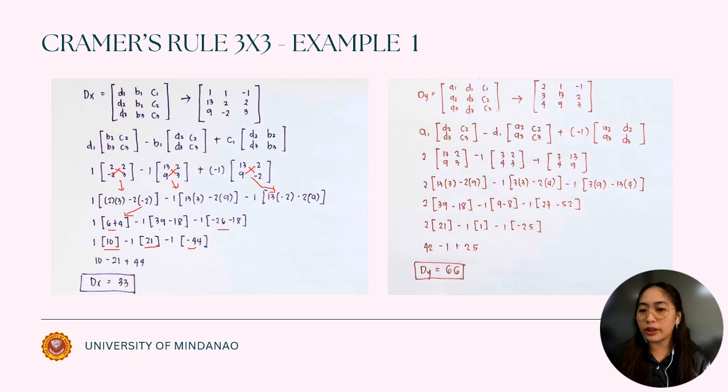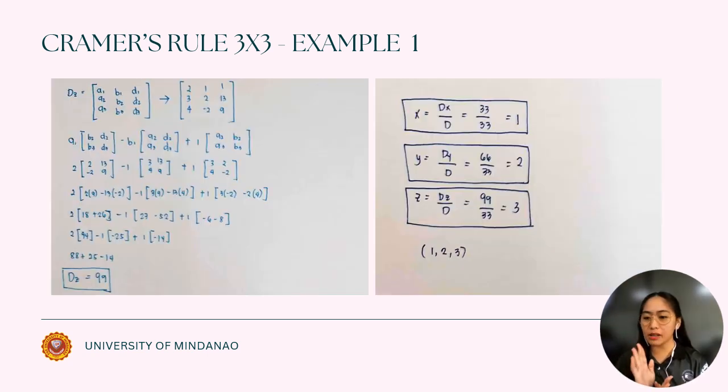Now we go to our D sub y. They have the same process, okay? Just take note that the parts of the matrix of the D sub y is different from the D sub x. So in our D sub y, we have the A, D, and C part. So A is our x coefficients, D is our constant part, and C is our z coefficients. Thus, we have 2, 3, 4, 1, 13, and 9, and negative 1, 2, and 3. So same process, we have 66 as our D sub y here.